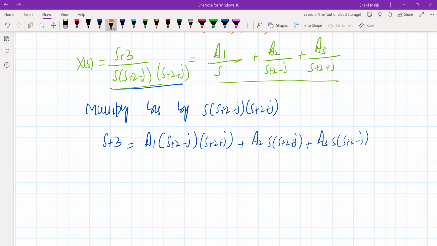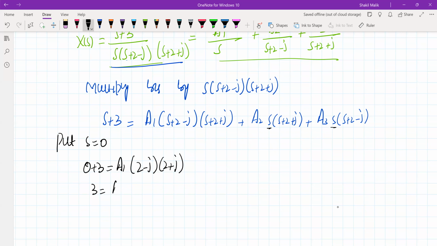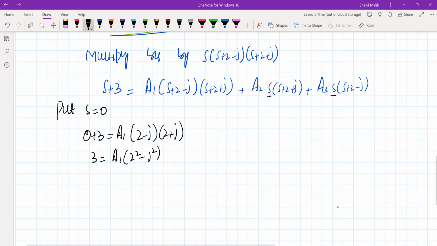Our goal is to find a1, a2, a3. So we'll make two terms at a time equal to 0 and find the other. To find a1, we'll put s equal to 0, because there we have s, here we have s. So once we put s equal to 0, it will be 0 plus 3, that is equal to a1 times (2 minus j)(2 plus j), right? So it is 3 a1. We know (a minus b)(a plus b) is equal to a square minus b square, so it is 2 square minus j square. Now 2 square is 4, j square is minus 1, so that will be plus 1. That means a1 is simply 3 by 5. So we have found the value of a1.